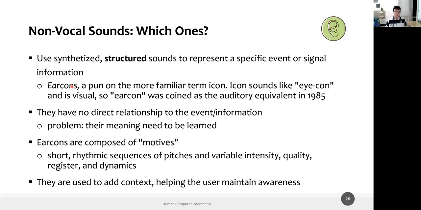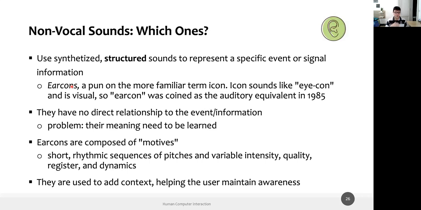Since they are synthesized, structured sounds, not like the shutter click of the camera on the smartphone, they don't have a direct relationship with the event or the information. And they are not natural signs. So their meanings need to be learned. You know that the shutter on a smartphone makes that sound because a real camera, not a digital one, let's say, makes that sound. Here you have to learn the sound because it is synthesized, like the locking and unlocking sound on some smartphones. You click and you hear a sound that is maybe not a sound in the real world. It's an artificial sound, it's structured. And it could also be longer than this.